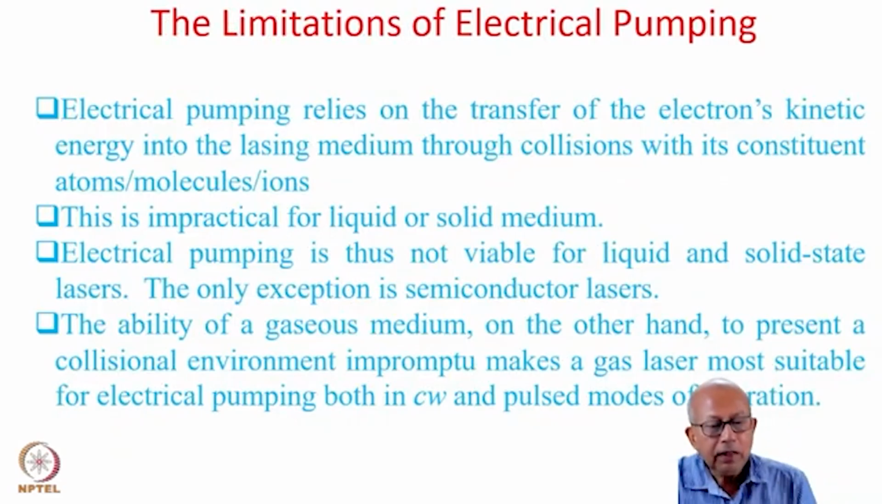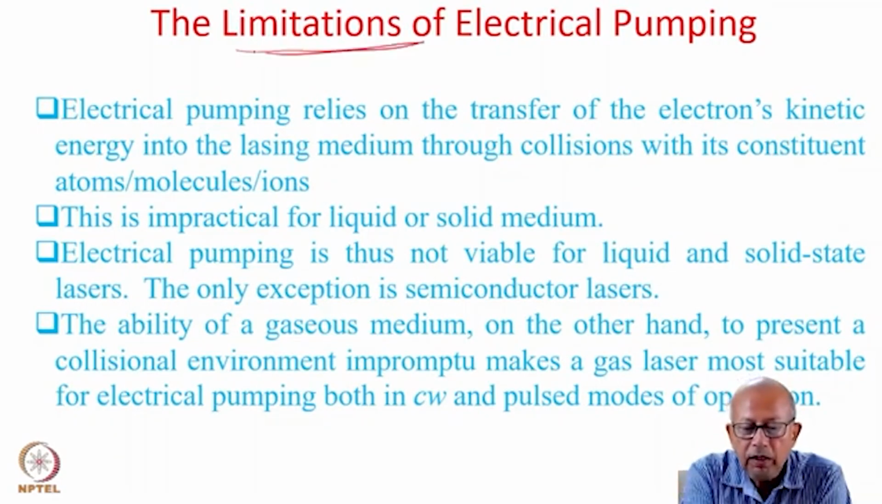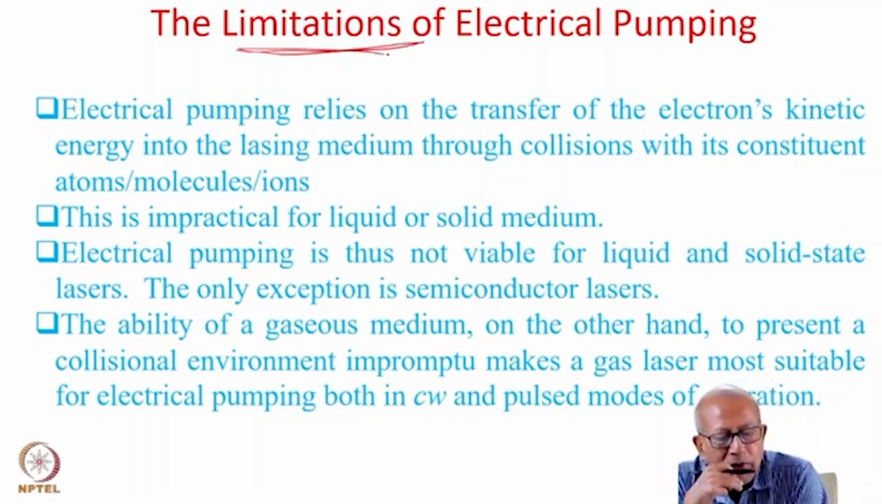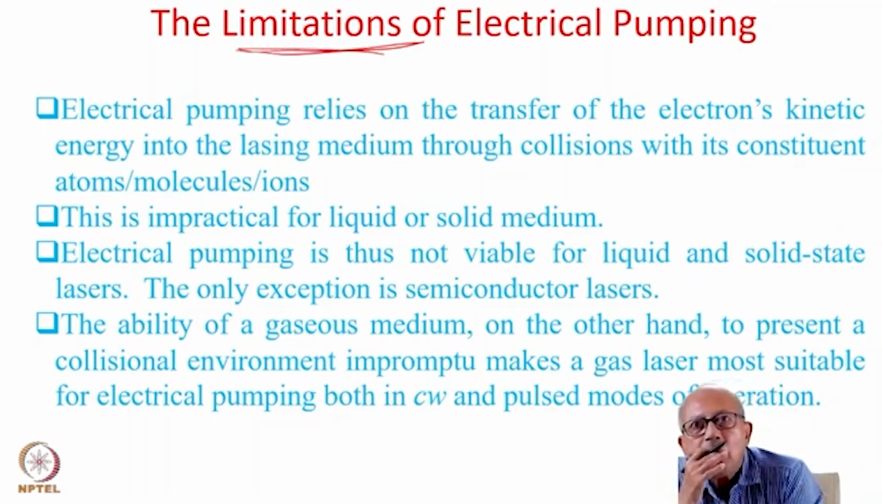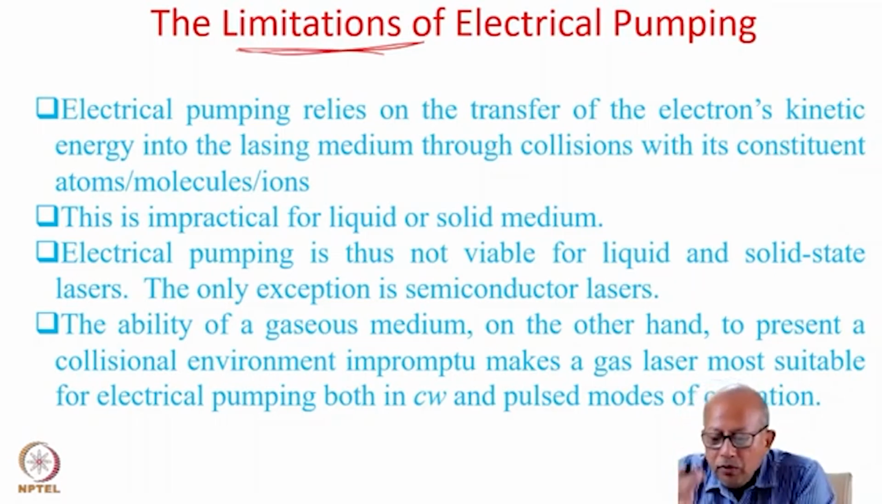Well, there are some limitations of electrical pumping. What are they? You see, electrical pumping basically relies on the transfer of the electron's kinetic energy into the lasing medium through collisions with its constituents, atoms, molecules, or ions. To understand this, let us once again take a look into the operation of a fluorescent light source. How does it work? In a fluorescent light source, you have a discharge tube.